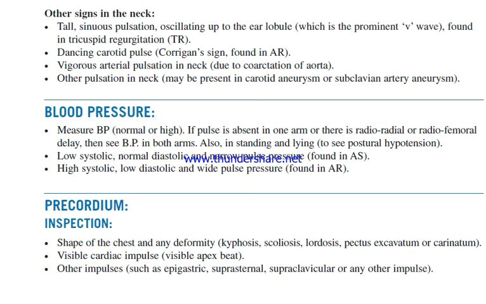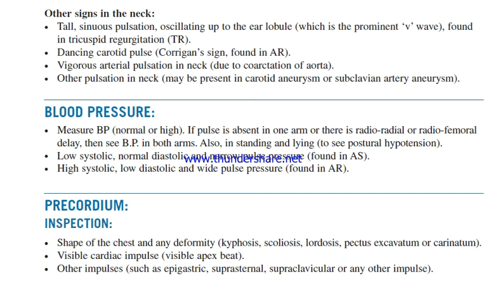Dancing carotid pulse, that is Corrigan's sign, found in aortic regurgitation. Vigorous arterial pulsation in the neck is due to coarctation of the aorta. Other pulsation in the neck may be present in carotid aneurysm or subclavian artery aneurysm.